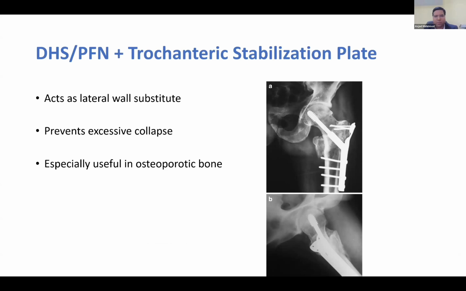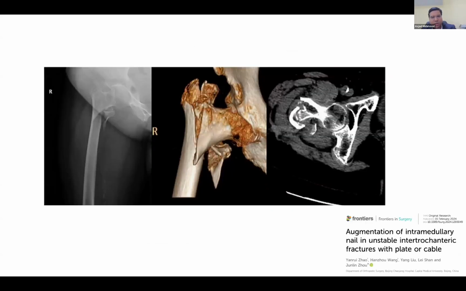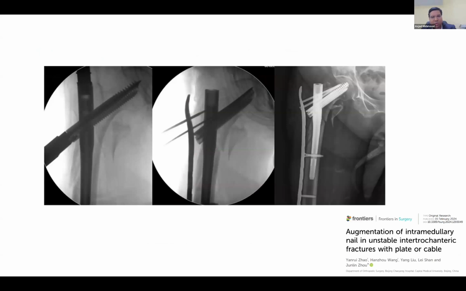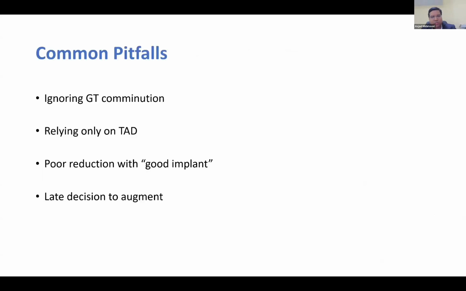Coming to the trochanteric stabilization plate, it can act as a lateral wall substitute and prevents excessive collapse. If we are doing DHS, which is the extramedullary device, we can add on a trochanteric stabilization plate, especially in osteoporotic bone, to prevent these complications of collapse and medialization of the shaft. This is one example of applying an additional augmentation plate in IT fractures. The common pitfalls are ignoring the GT comminution, relying only on the tip apex distance, poor reduction with a good implant, and late decision to augment.